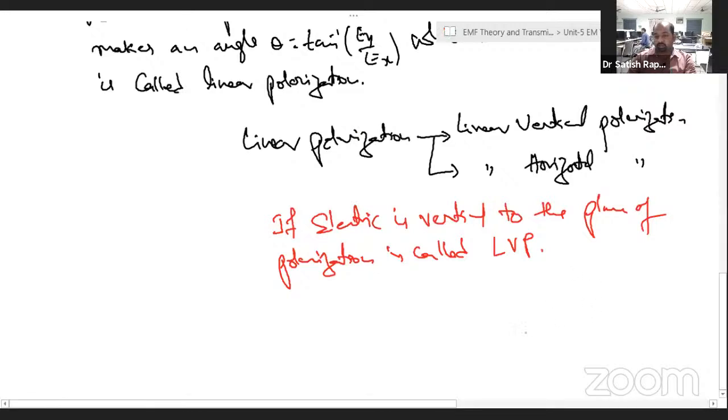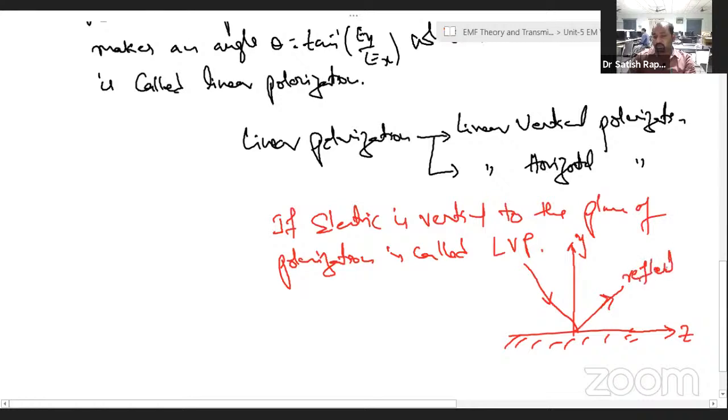For example, let us say this is the boundary, and this is the vertical axis, and let us say the wave is propagating in z direction, and this is the incident wave. As we know that when wave is incident on the boundary, part of the wave reflects. So this is a reflected wave, and part of the wave transmits, right?